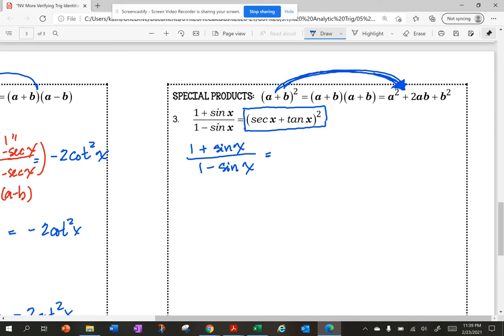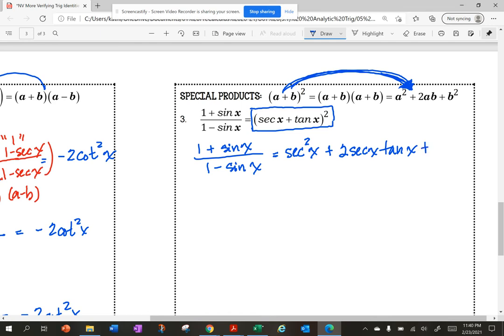Okay, so this is going to be secant squared x, plus 2 secant of x tangent of x, plus tangent squared of x. Okay, now I'm going to rewrite tangent and secant in terms of sine and cosine. So my left-hand side stays the same.